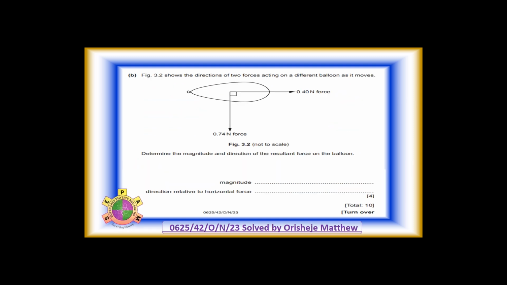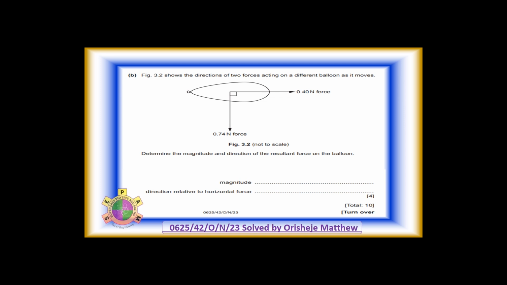3b. Figure 3.2 shows the directions of two forces acting on a different balloon as it moves. Determine the magnitude and direction of the resultant force on the balloon. There are two methods you can use to get the resultant force on the balloon. Method 1 is using scale drawing. Method 2 is using Pythagorean theorem. Let's use the second method.